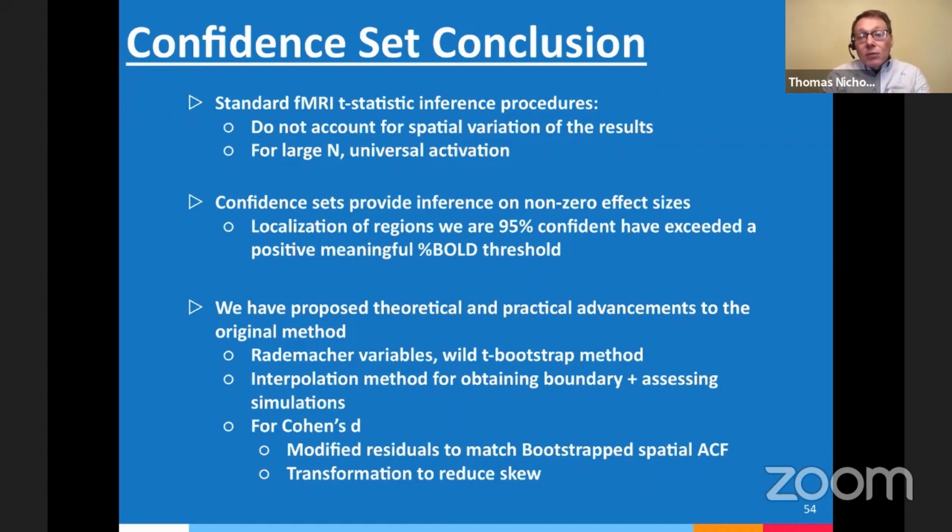This work is based on some really foundational work by Armin Schwartzman and his colleagues, but it turns out there was a whole lot to do to actually make these deploy and work on modest sample sizes and in 3 dimensions, in the settings described here, for sample mean data and for Cohen's d.